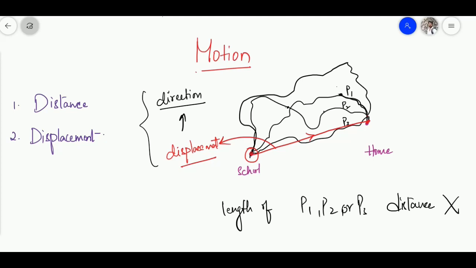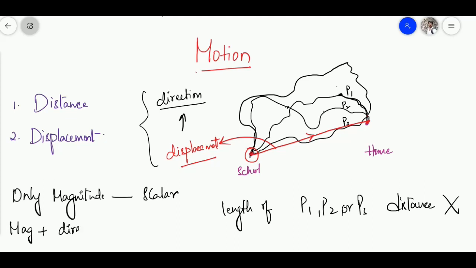The quantity which has only magnitude is called a scalar quantity, and which has both magnitude and direction is called a vector quantity.